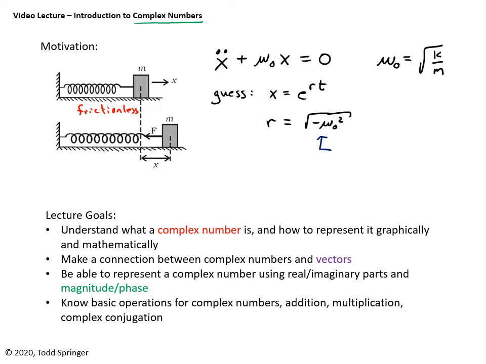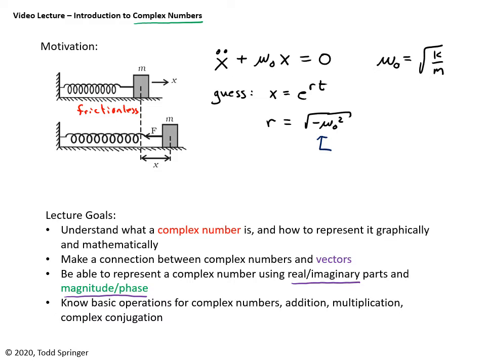And then, very important, we're going to talk about how to represent a complex number using two different ways. One using the real and imaginary parts, and one using the magnitude and phase. And you need to be comfortable with both of those when you're working with complex numbers. And then there are some nuts and bolts operations, addition, multiplication, complex conjugation, for working with complex numbers.